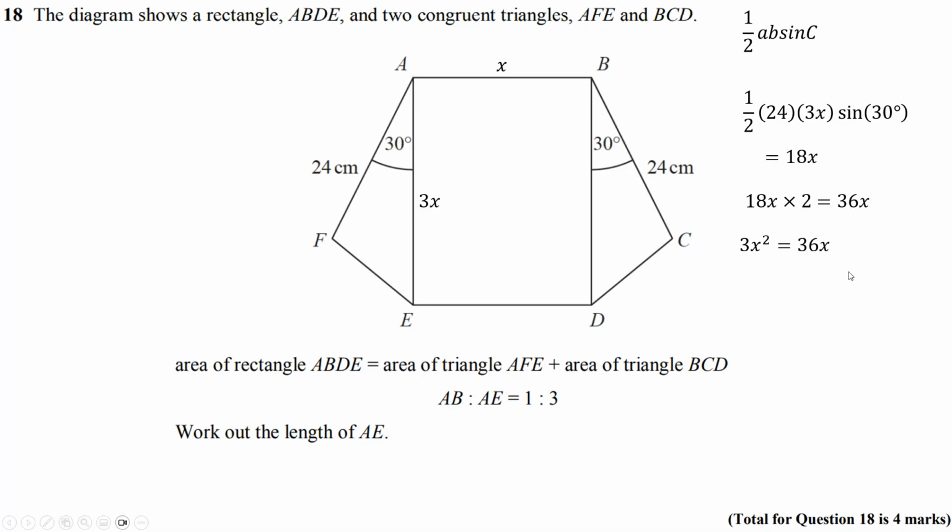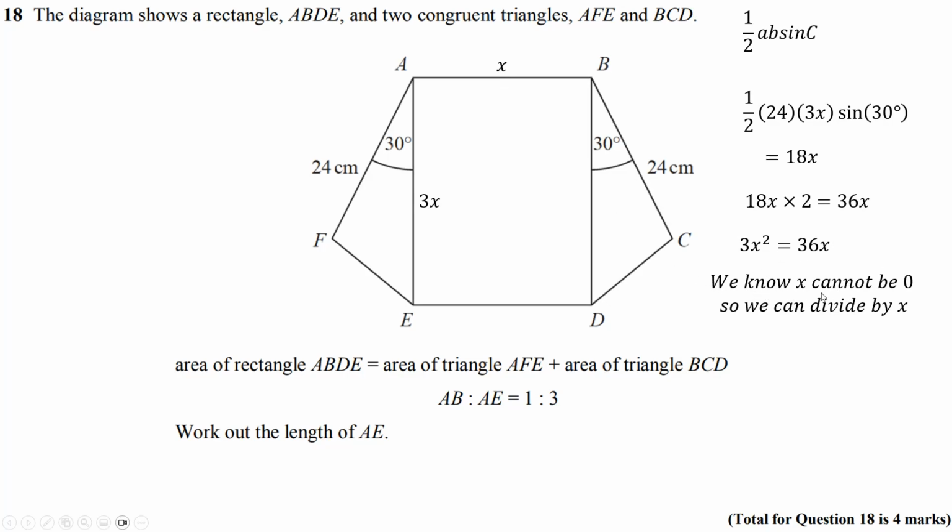This plus that. I'm just going to clear something up here. When you divide by x, what you're actually doing is you're discarding a solution, and that solution is x equals 0. Because the way that you're supposed to do this is take away 36x and then factorize it to get x equals 12 or x equals 0. But we know that x cannot be 0 because it's a length, and we're not going to have a length of 0. So here we can just divide by x, and that's fine.